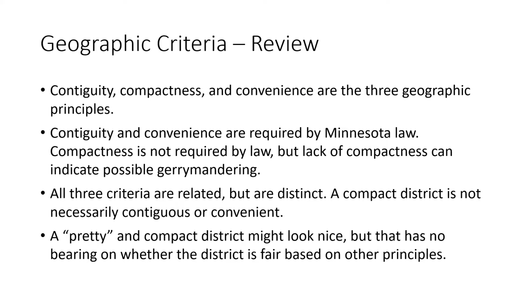So to review, contiguity, compactness, and convenience are the three geographic principles, and contiguity and convenience are required by the Minnesota Constitution. Compactness is not required by law, but a lack of compactness can indicate possible gerrymandering. And so there needs to be a sufficient justification if there's a lack of compactness. And that justification can be things like minority representation, contiguity, convenience, or maybe some of the other principles we'll cover here shortly.